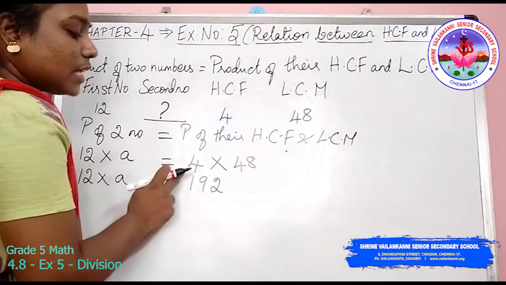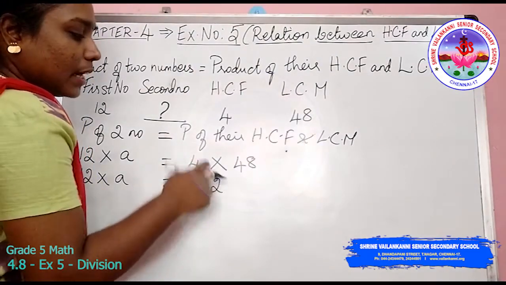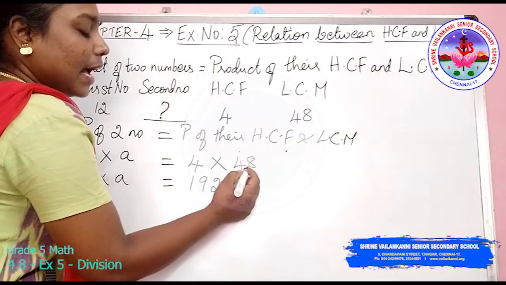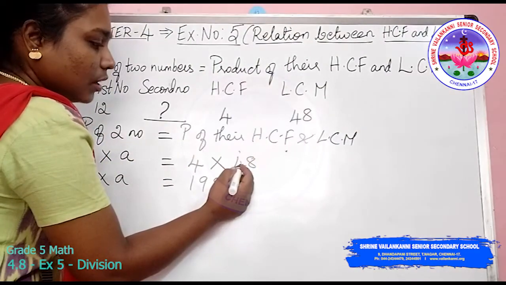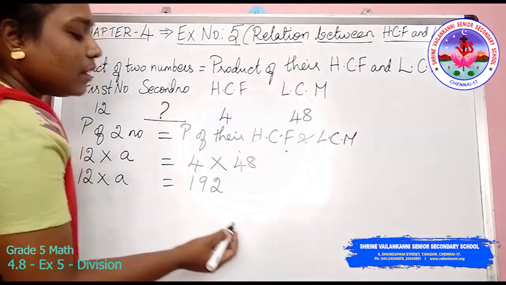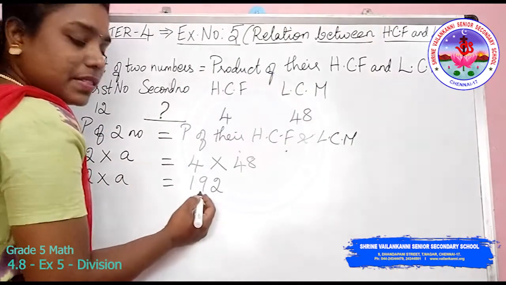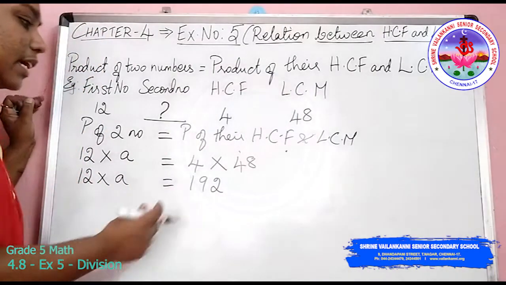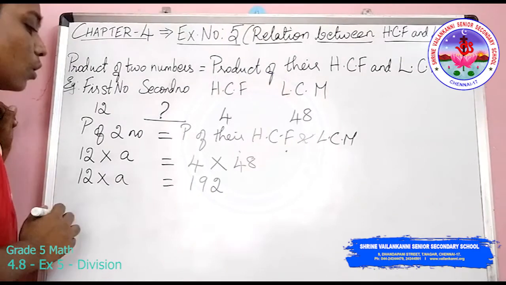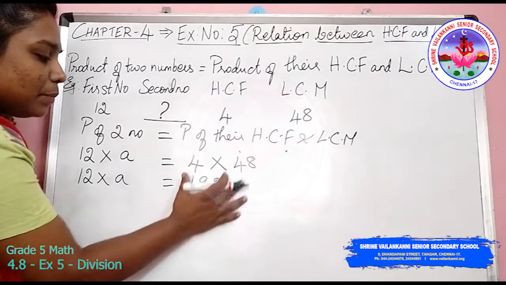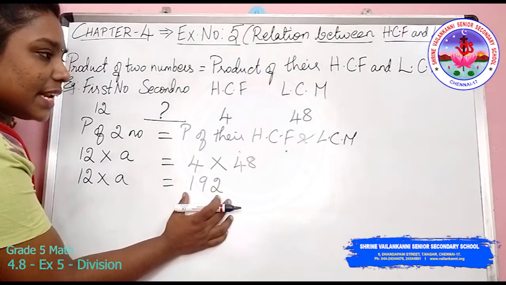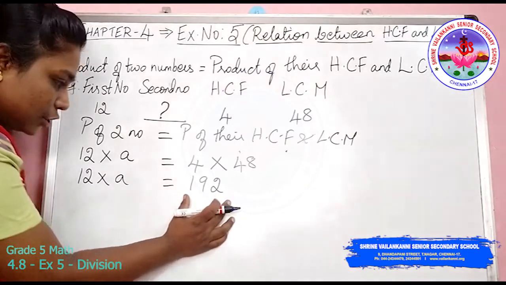That is, 8 4s are 32. 2 here, 3 is carried forward here, and 4 4s are 16, and 16 plus 3 gives 19. So 192. I have completed my multiplication here. So the product of their HCF and LCM is 192.